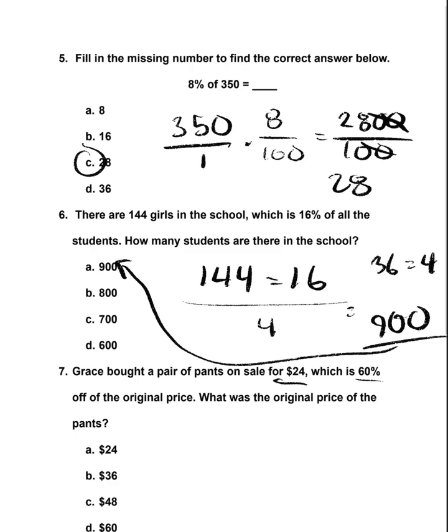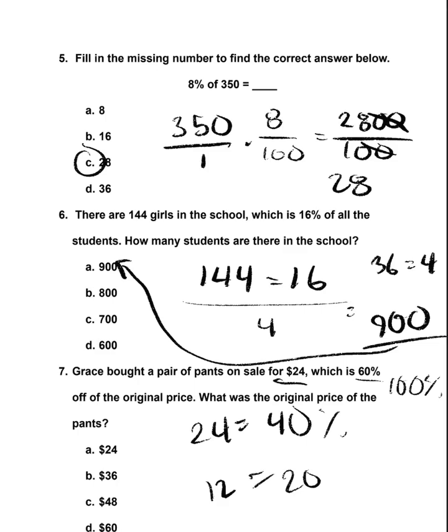So 60% off means that 24 is equal to 40% of the original price, right? So to find out the original price, which is 100%, I would divide by 2 on both sides to find 20%, which is 24 divided by 2 is 12. So 12 is equal to 20%, and to get to 100, I would multiply both sides by 5. And then 12 times 5 is 60, which is equal to 100%. D.